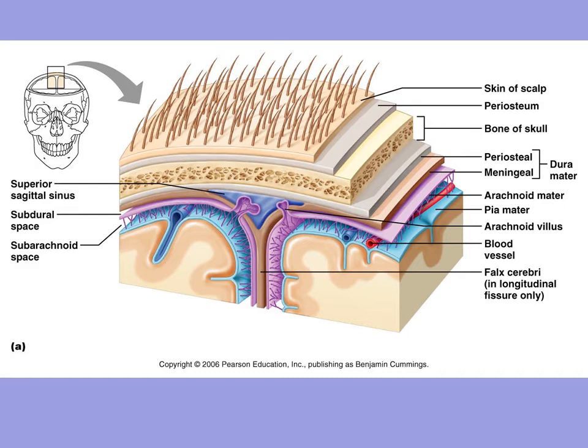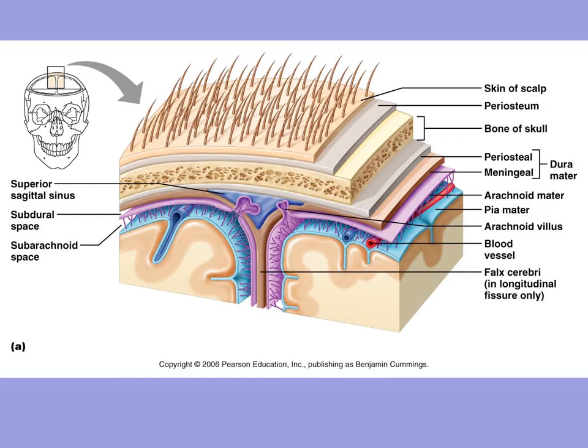In this diagram, you can see that the outermost is the dura mater. So on the brain, you've got your scalp, then you've got the bone, then you're going to have the dura mater. The middle layer is the arachnoid layer, and then the innermost layer is the pia mater, and that's going to be attached directly to the brain itself.